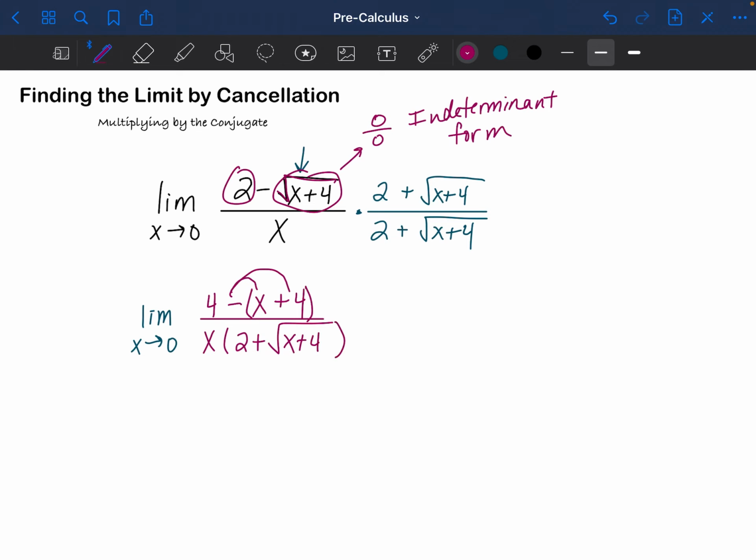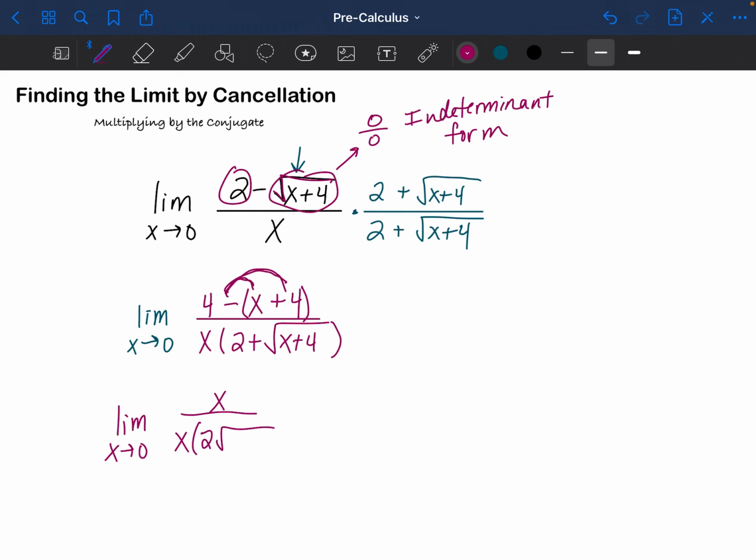Now, I don't waste my time going through and distributing that x through because, as you'll see, we'll be able to cancel it. So when I distribute this negative up here, we got 4 minus x minus 4. So those 4's are going to cancel. And we're left with the limit of x over x times 2 plus the square root of x plus 4.